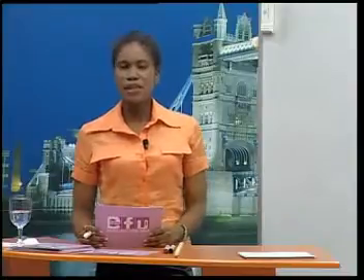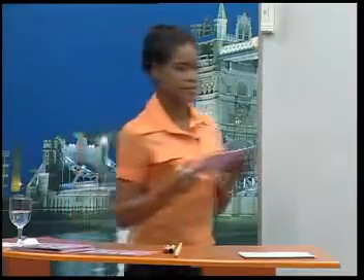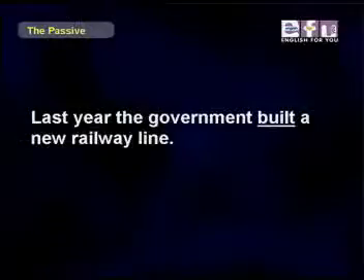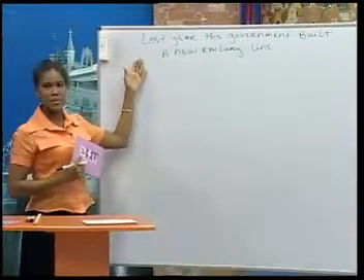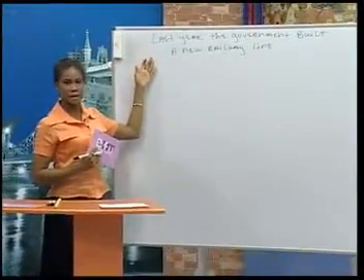Now let's have a look at present, past, and future. Let's take a look at this sentence. Last year, the government built a new railway line. Okay, last year the government built a new railway line.